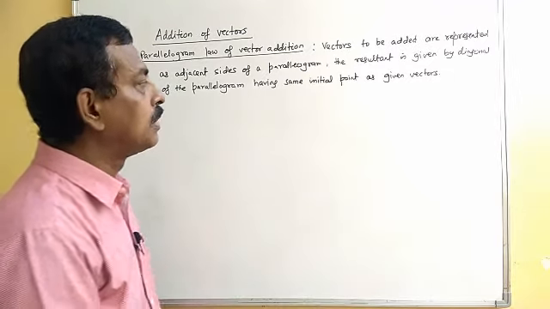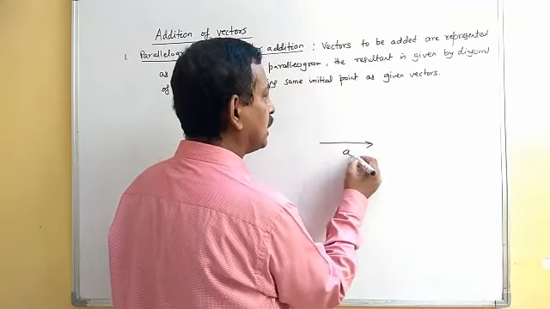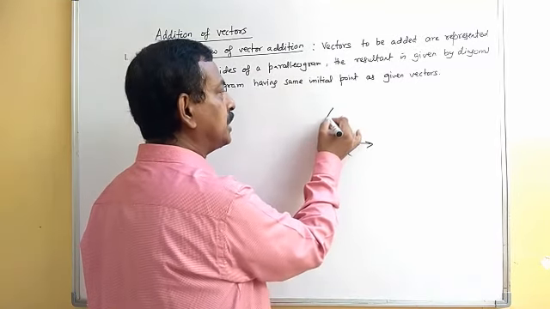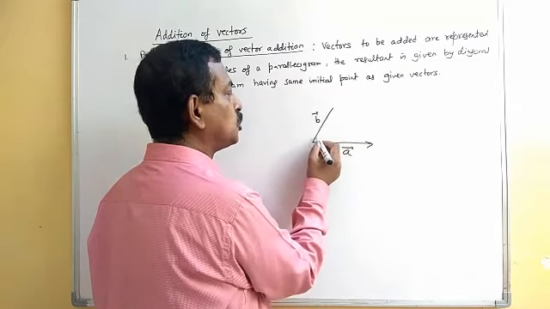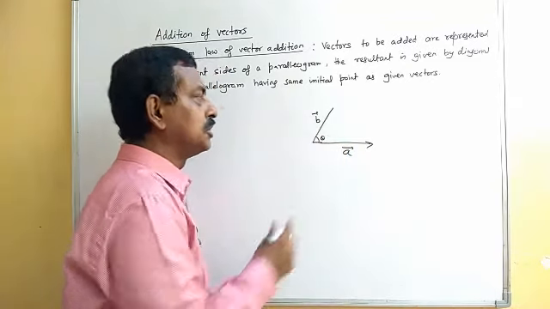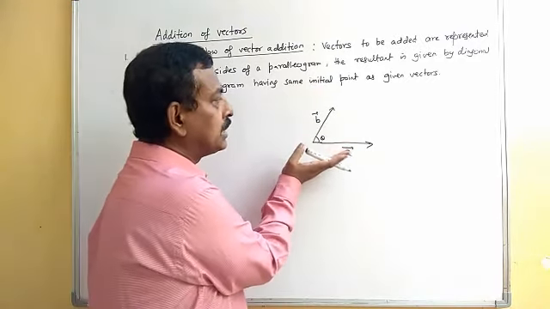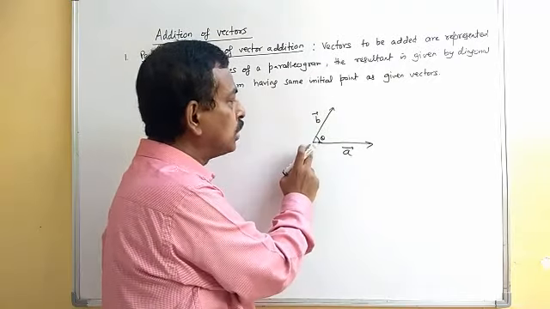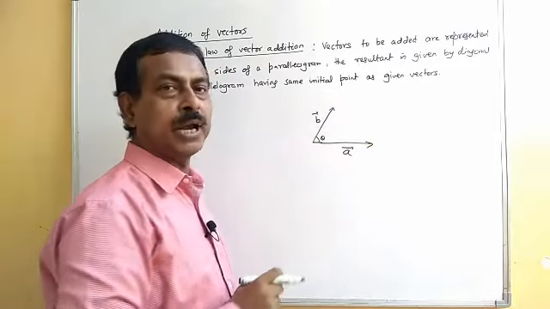So here, suppose I have a vector A. This is vector A. And we have another vector B. We want to find the sum of the two. These two are inclined at an angle theta. This is your vector B. So first of all, we will represent them as adjacent sides of a parallelogram. That means the two vectors should have the same initial point. Now we'll complete the parallelogram.